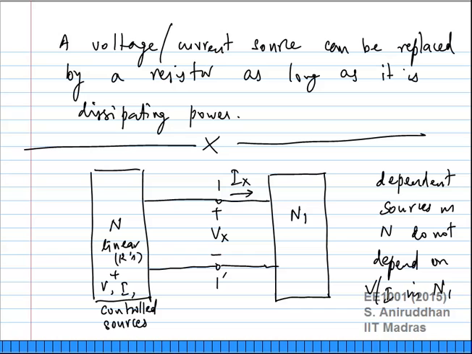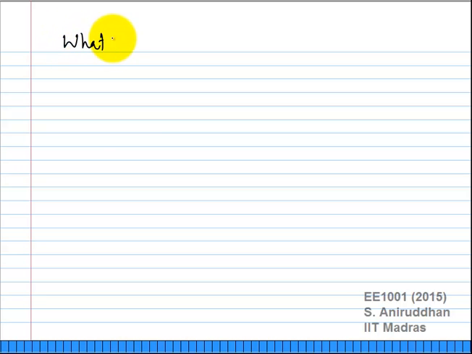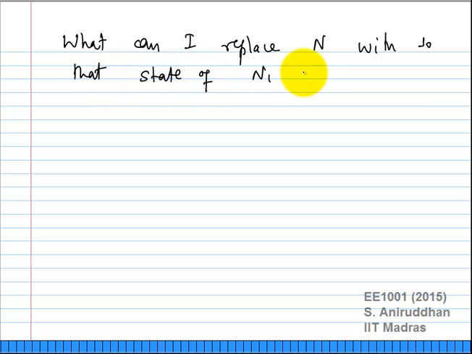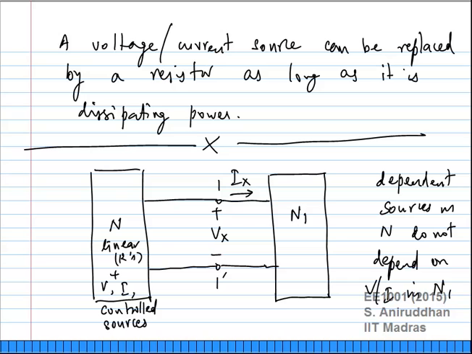Now the question we are going to ask is slightly different from what we have done before. We want to find out what can I replace N by. I want to replace N such that the state of N1 does not change. You see the question now? I'll write it down here. That is my question. I want to replace network N with something such that the state of N1 does not change. How do I do that?